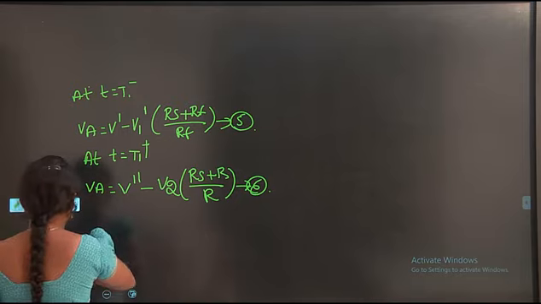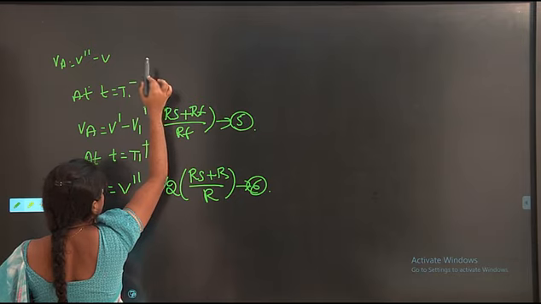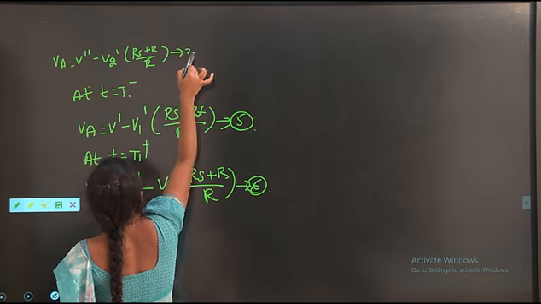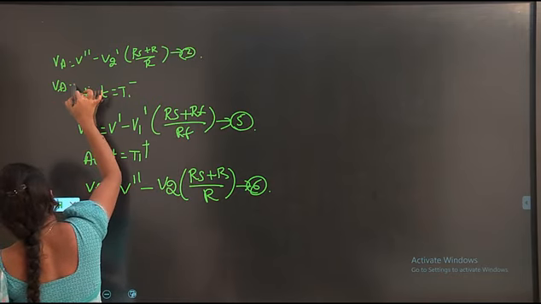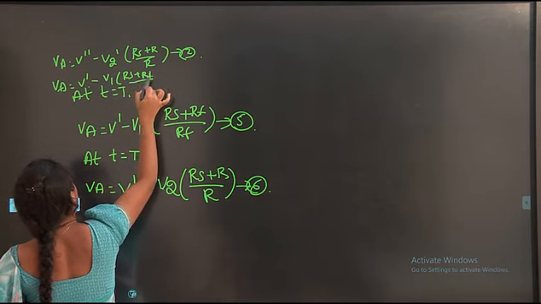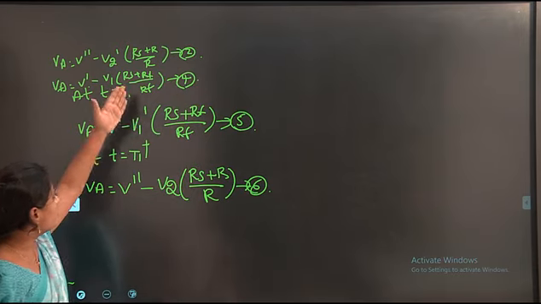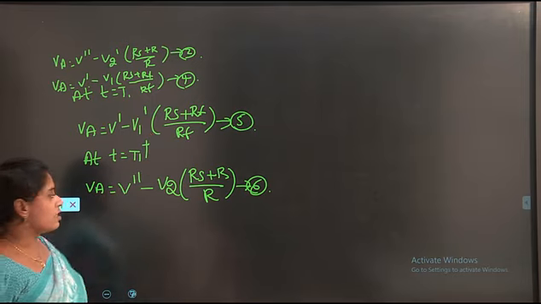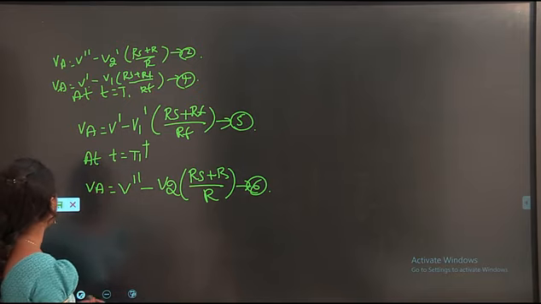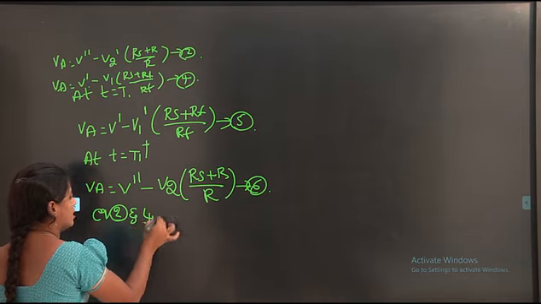So I just have to write equations 2 and 4 also. VA is equal to V double dash minus V2 dash times (RS plus R) by R. This is equation number 2, and VA is equal to V dash minus V1 times (RS plus RF) by RF. This is equation number 4. We have to equate equation number 2 and 4, and equation number 5 and 6. By equating equation 2 and 4, we get some equation, so equation 2 and 4 will be equal to each other. What happens? We have to check.